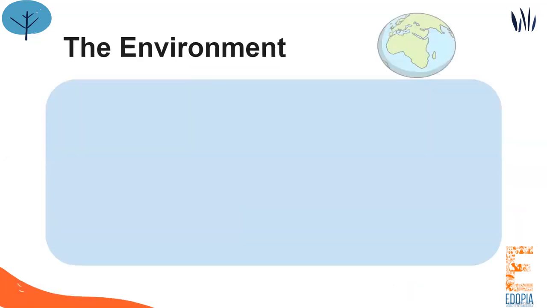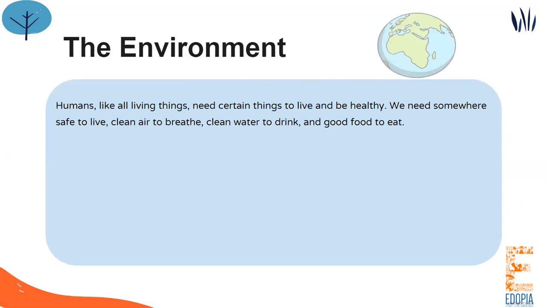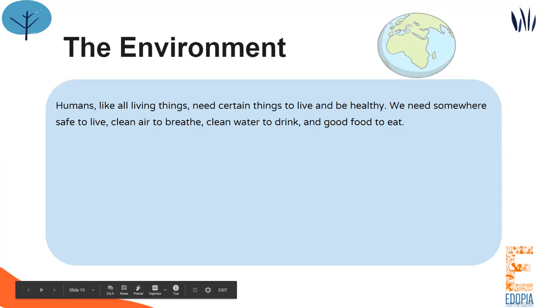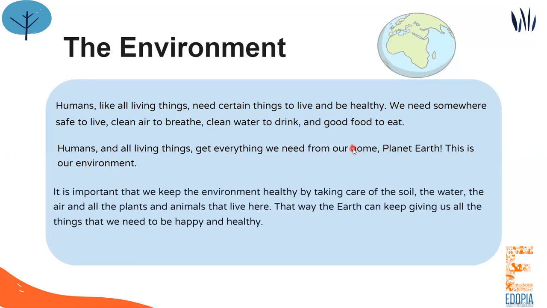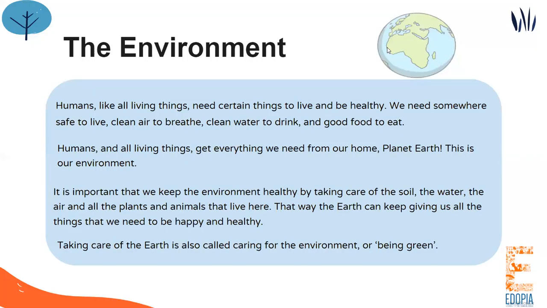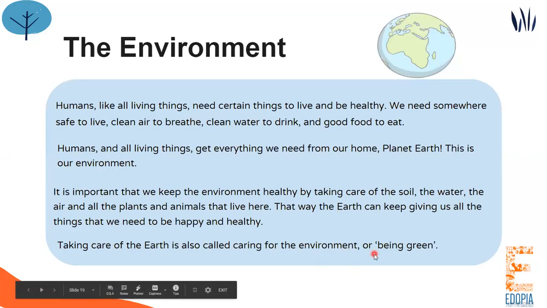Okay, moving on. Humans like to live in a healthy place. We need a safe place to live, clean air to breathe, clean water to drink, and even good food to eat. So our home is planet Earth. So in order to live in a clean environment, our planet Earth is our environment. And it is important that we take care of our environment by taking care of the soil, the water, the air, the plants and animals that live over here. That is the way the earth can keep giving us all the things we need to be happy and healthy. So taking care of the earth is also called caring for the environment or being green.